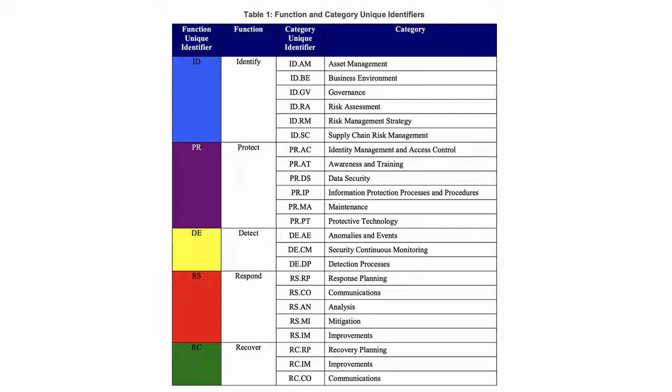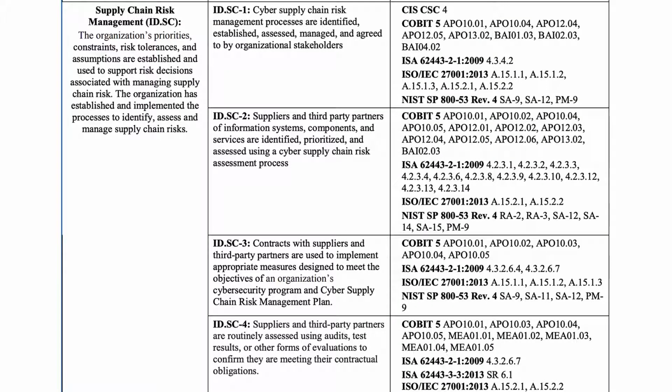On the right-hand side, you see the category of the identifier, ranging from asset management and business environment for identify, all the way through recovery planning, improvements, and communications for recovery. Notice that under the identify function, there is a specific category for supply chain risk management. The framework then goes into a more complete and detailed analysis of each of those unique identifiers. Here's the unique identifier for supply chain risk management.